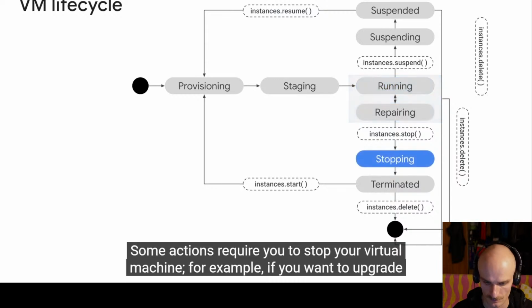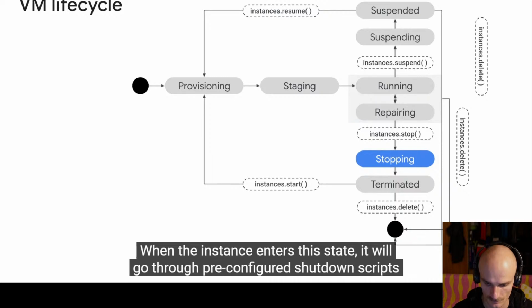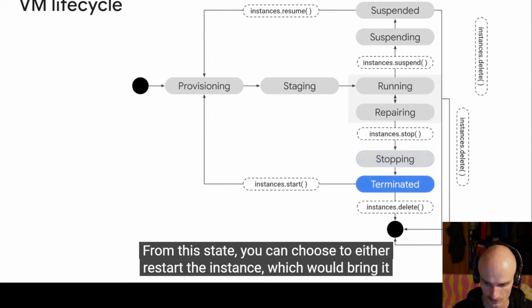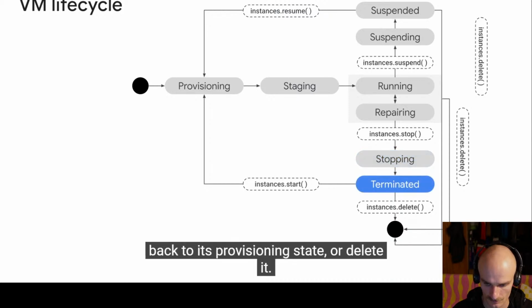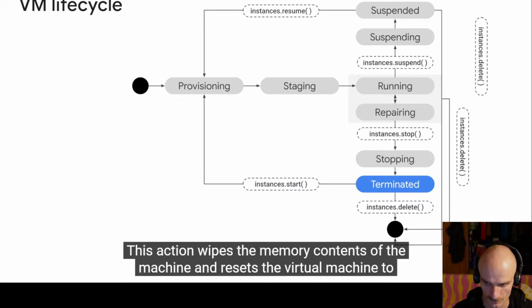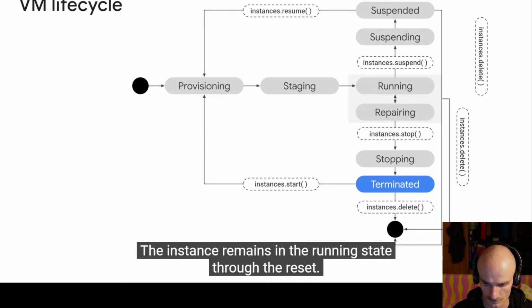Some actions require you to stop your virtual machine. For example, if you want to upgrade your machine by adding more CPU. When the instance enters this state, it will go through pre-configured shutdown scripts and end in the terminated state. From this state, you can choose to either restart the instance, which would bring it back to its provisioning state, or delete it. You also have the option to reset a VM, which is similar to pressing the reset button on your computer. This action wipes the memory contents of the machine and resets the virtual machine to its initial state. The instance remains in the running state through the reset.